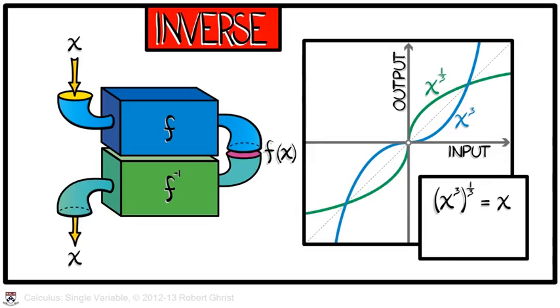Of course, we can also think in terms of what the inverse has to satisfy. If we do x cubed and then take its cube root, we get x. Or the other way around, if we take the cube root of x and cube it, we get x.